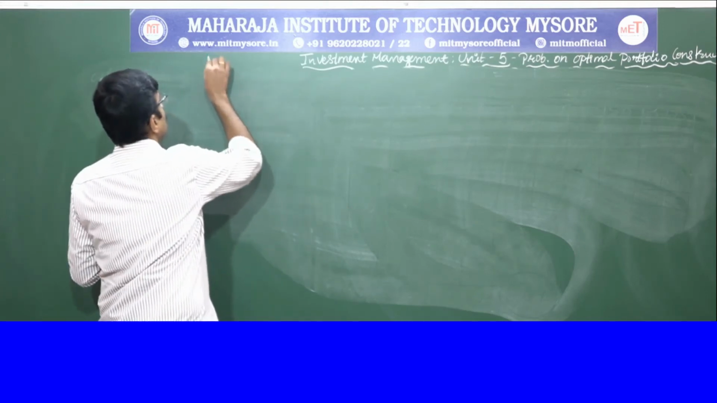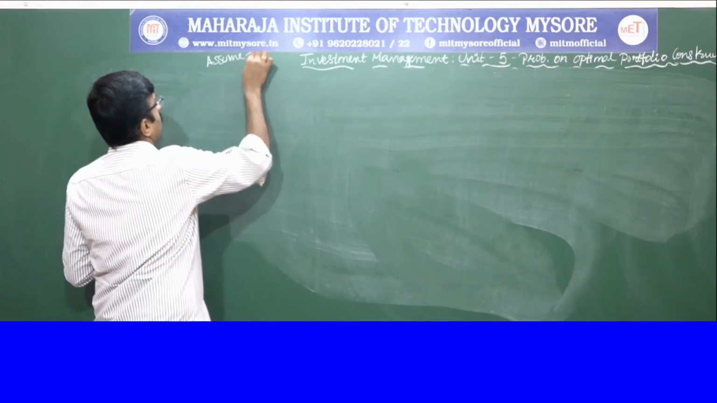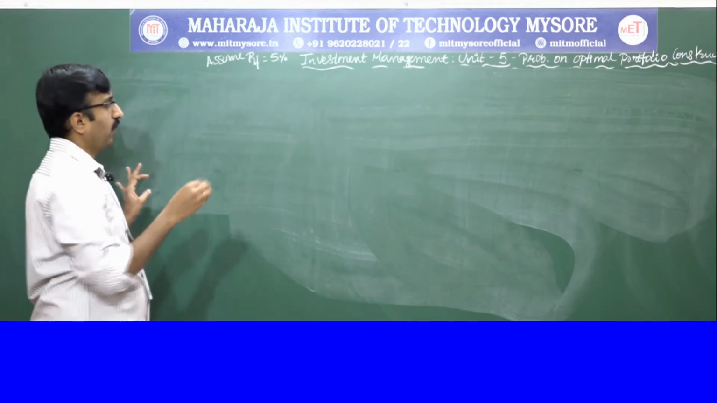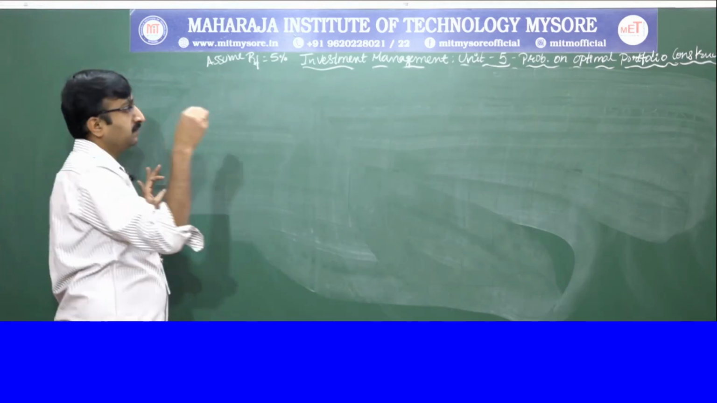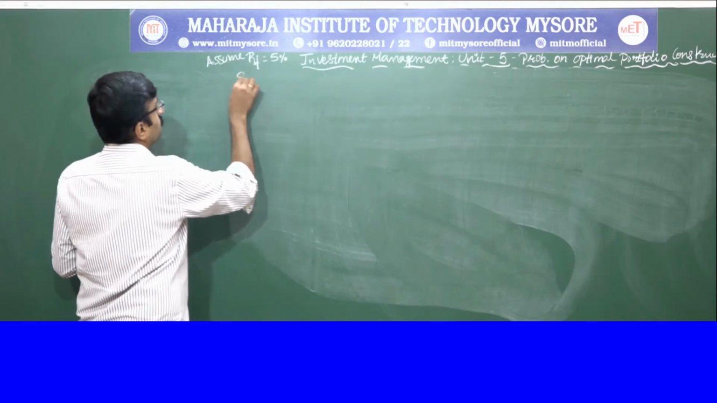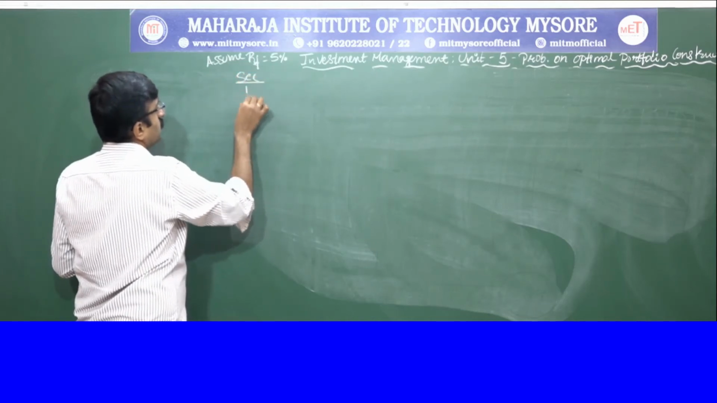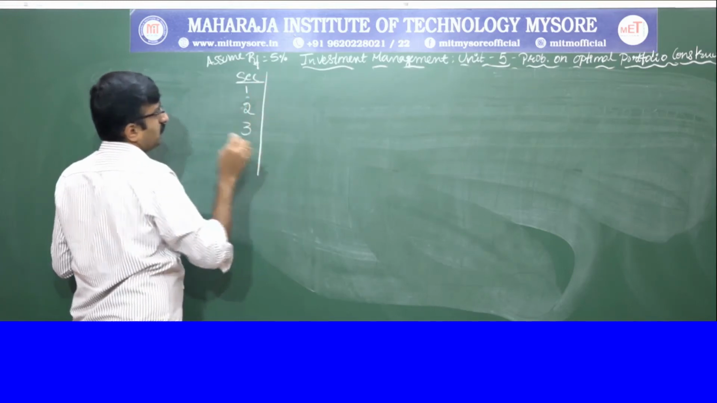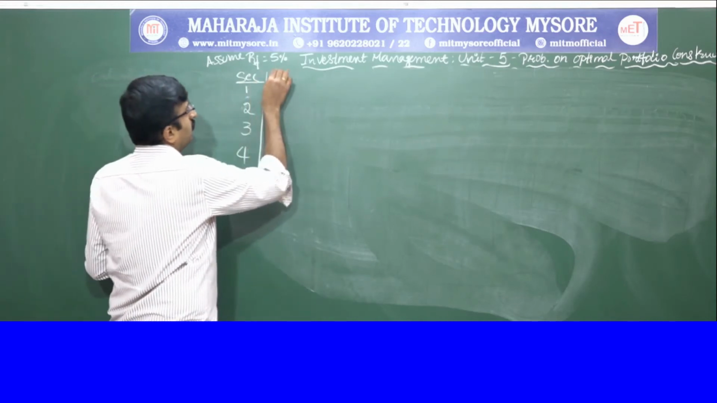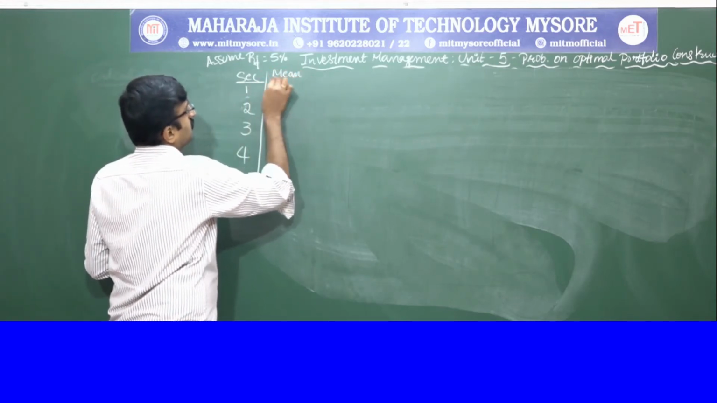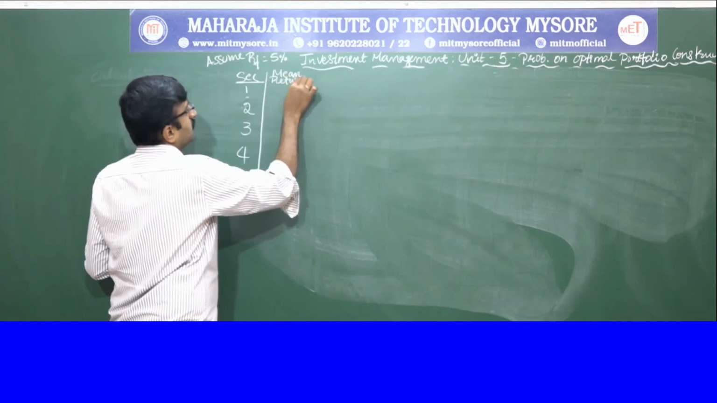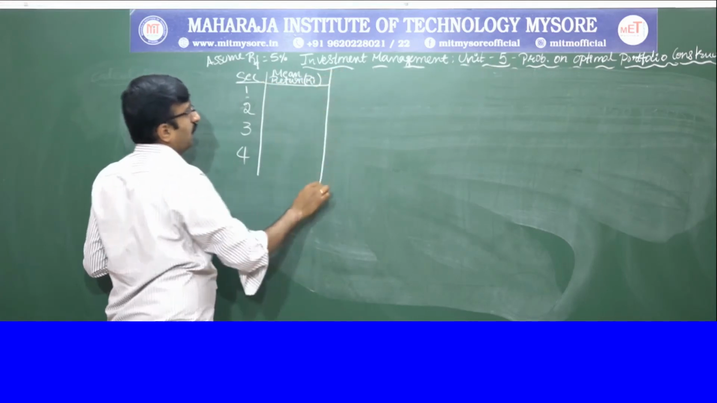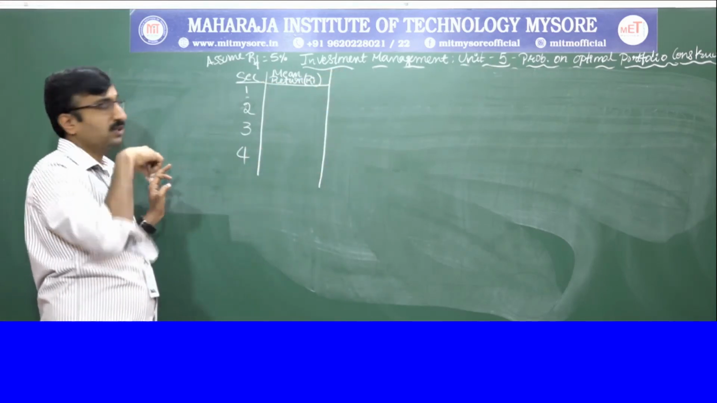So, assume RF, that is the risk free rate of return, is 5%. Okay. So, first you take security. Security is 1, 2, 3, 4. We have 4 securities. Okay. Then we have mean return. Mean return means R bar i. Okay. So, how much do we have?